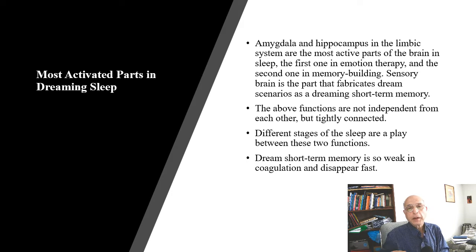Amygdala and hippocampus in the limbic system are the most active parts of the brain in sleep. The first one does the emotion therapy, and the second one is involved in memory building. Sensory brain is the part that fabricates dream scenarios and episodes as the dreaming short-term memory.